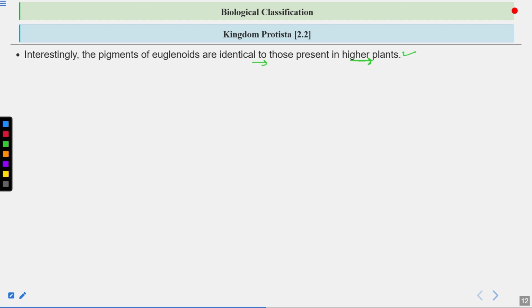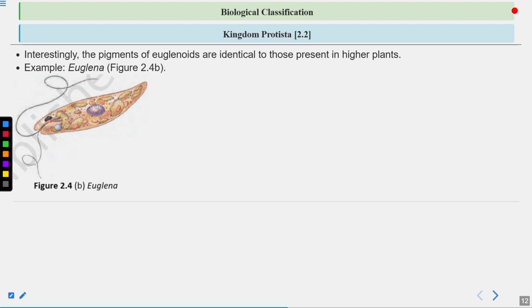Clear? And usually in plants, the cell wall is made up of cellulose. But here the cell wall is made up of pellicle. Okay. So this is not a feature of plants. But they have pigments which are present in higher plants. This is the feature of the plants. So they are forming a link between plant and animals, you can say. Example is Euglena. So this is the image of Euglena. They have two flagella. One is short, another one is long.